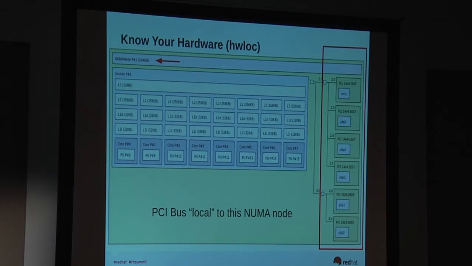In 6.4, we have hwloc. Bill showed you a screenshot of this earlier. It was just one NUMA node. It also, in 6.4, can expose the PCI bus topology. So I know that this is on the top right. You can see this is NUMA node 1, and I can see on the bottom right, those are all my NICs and whatever PCI adapters hang off that NUMA node.